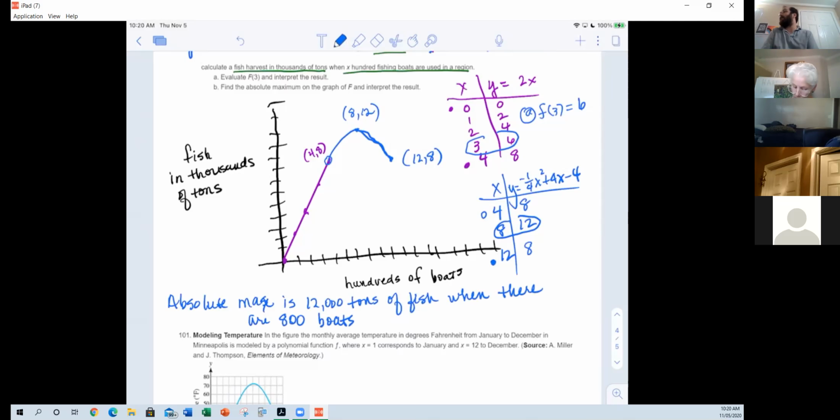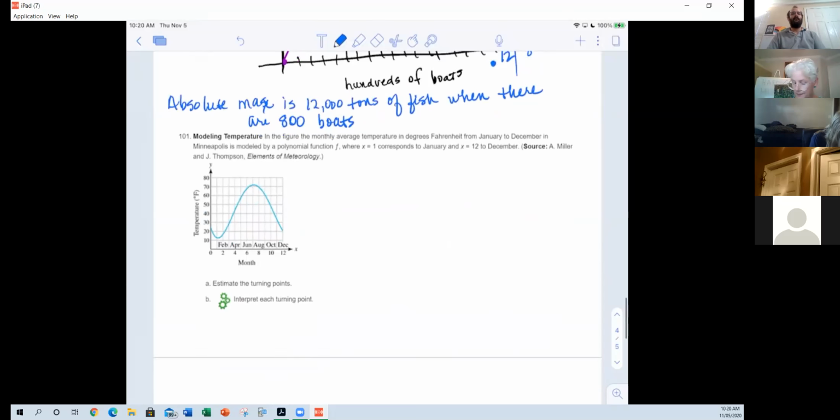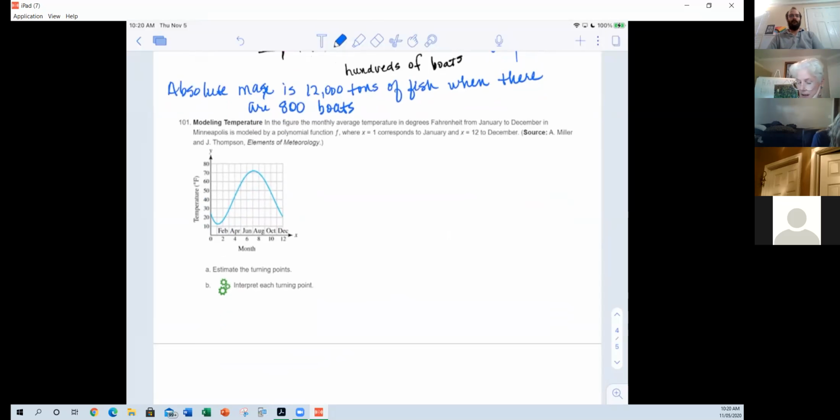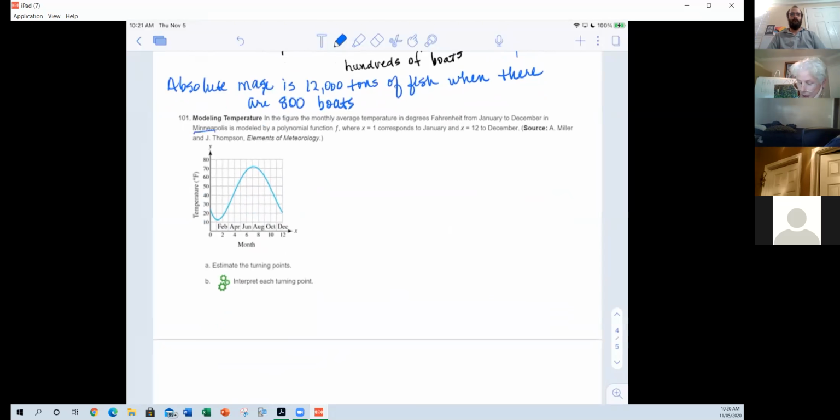Okay, we're almost through. I will post all of this for anyone that has to leave us, but this one's super simple. Let's take about 2 seconds. In the figure, the monthly average temperature in degrees Fahrenheit from January to December in Minneapolis, which thank goodness we don't live in Minneapolis, is modeled by this polynomial function, where x equals 1 corresponds to January and x equals 12 corresponds to December.